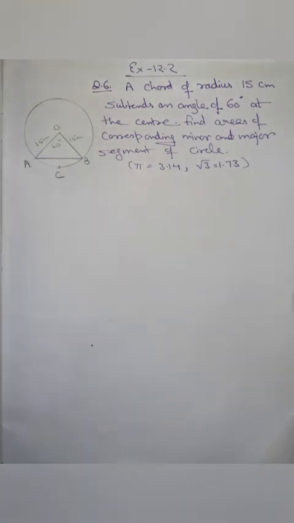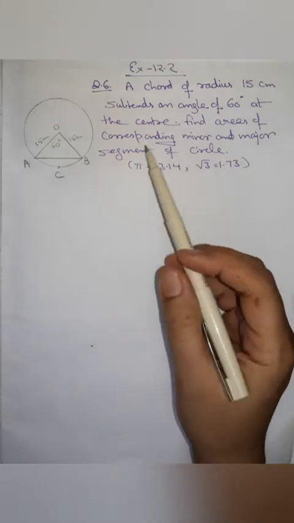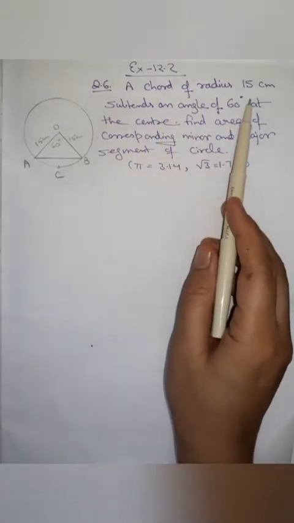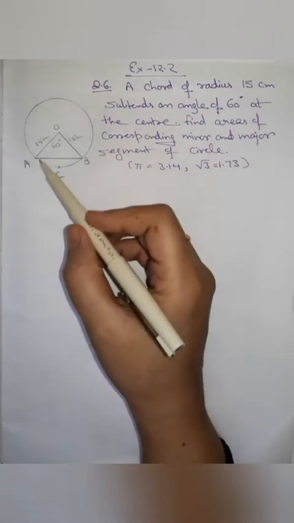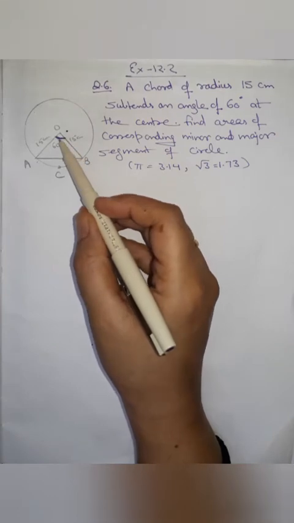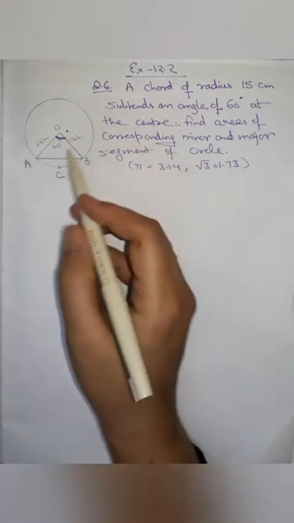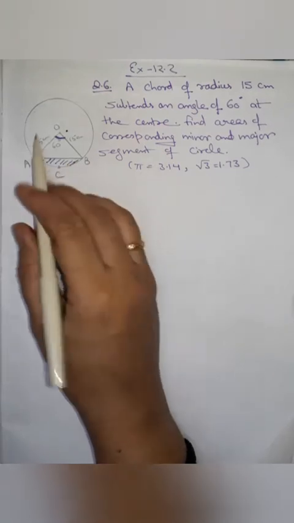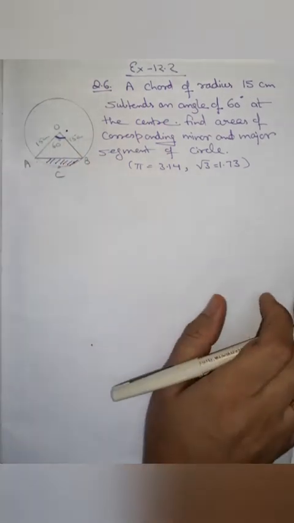Now we are going to discuss question number 6 of exercise 12.2. The question is: a chord of radius 15 centimeter subtends an angle of 60 degree at the center. Find the area of corresponding minor segment and major segment of the circle.